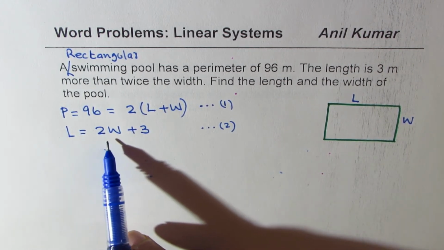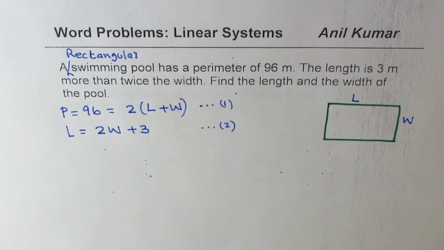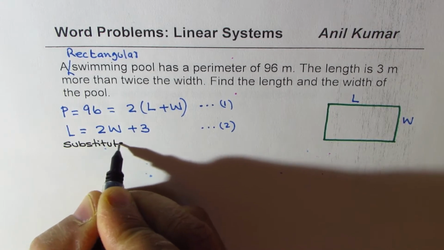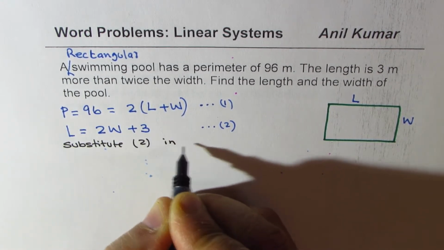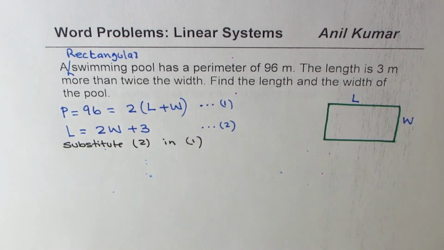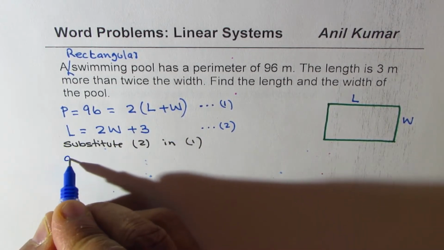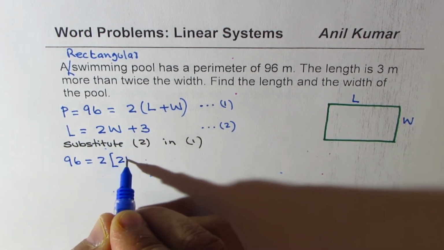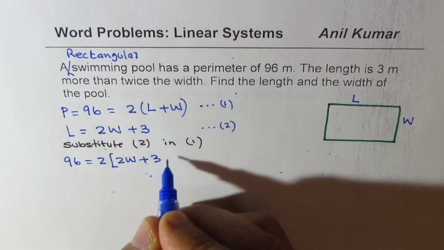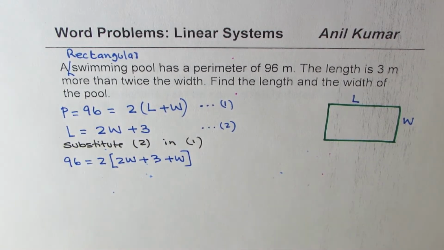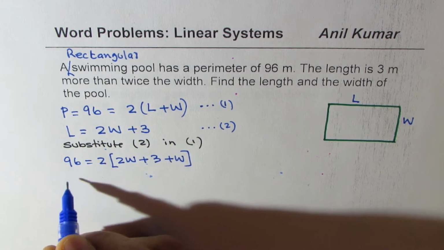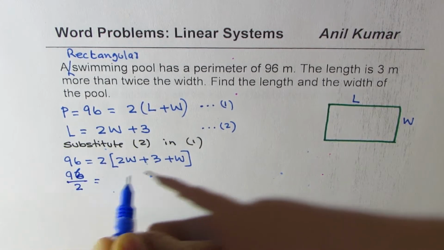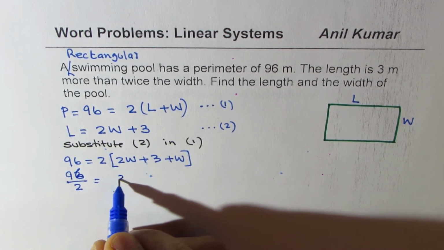We know what length is in terms of width. So in this case, substitution is a good method. Let's substitute equation 2 in equation 1. That is to say, 96 will now be equal to 2 times, instead of length, I will write 2W plus 3. We already have 1W there. Do you get an idea? Now to solve, we can divide this 96 by 2, and what we get here is 3W plus 3.